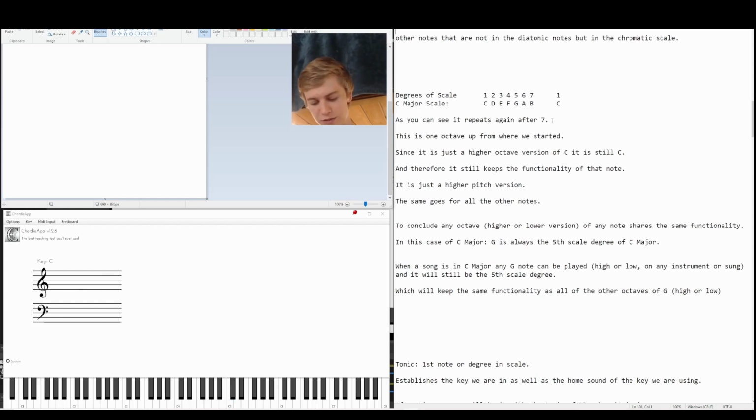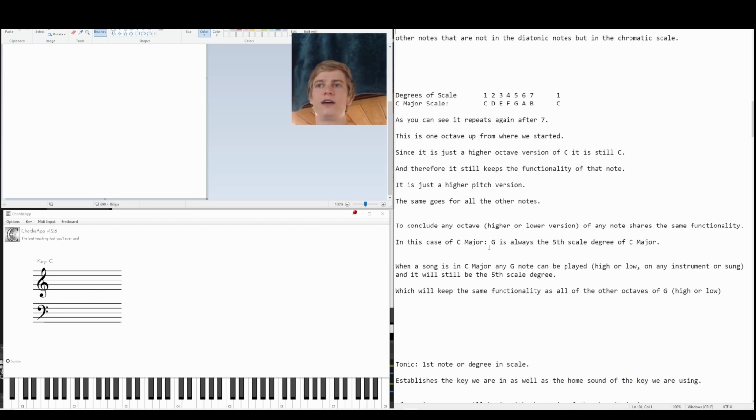And on the piano, as you can see, it repeats again after 7. So what that means is that this is 1 octave up from the other C that we started on. And therefore, it still keeps the same functionality of that same C. It is just a higher pitch version. This goes for all of the other notes and scale degrees as well.